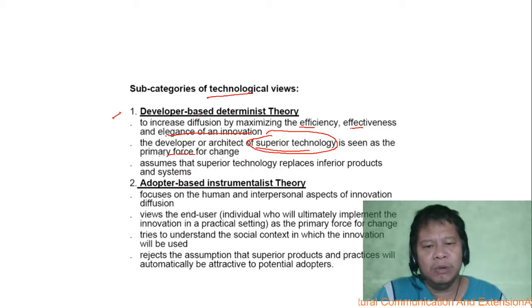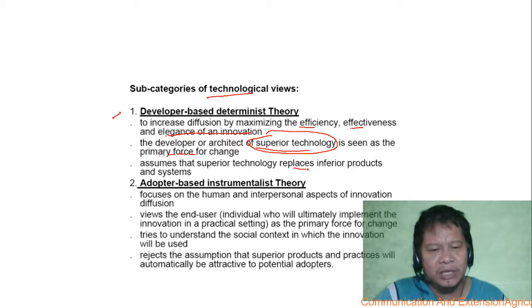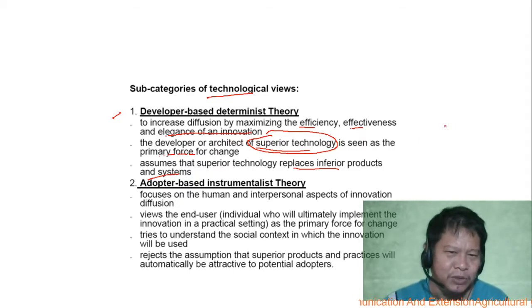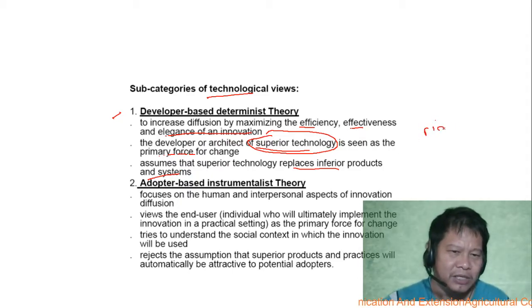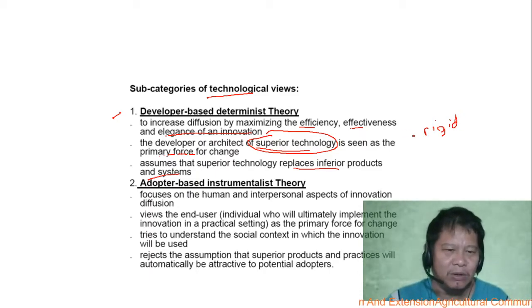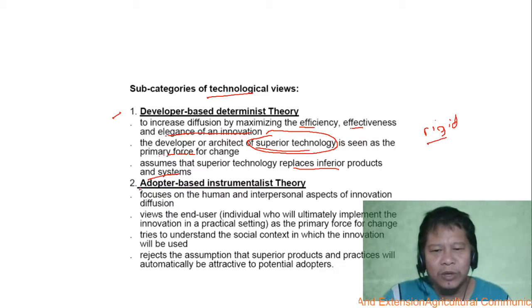And developer-based determinist theory assumes that superior technology replaces inferior products and systems. Okay? Medyo rigid ito gamay, no? Meaning to say, medyo gahi, no? Dili mo change ang iyang panglantaw. Okay? So we also have the adapter-based instrumentalist theory, no?